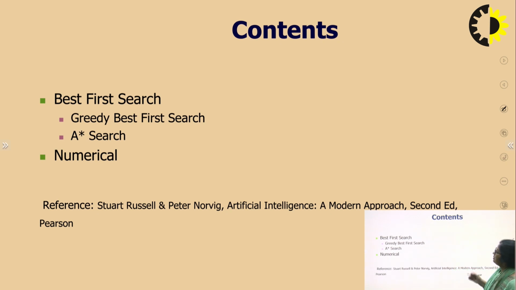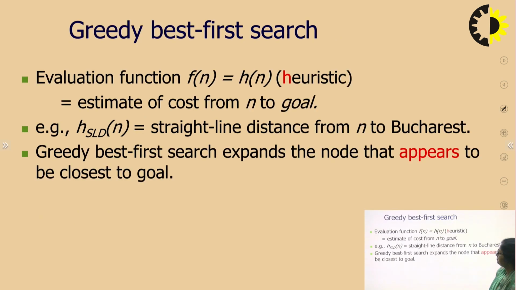So here I have taken the concept of heuristic search. In this I am going to take a numerical problem that will be solved with the help of greedy best first search and A star search. I have taken the concept from Artificial Intelligence by Russell and Norvig. So I'm starting with greedy best first search.